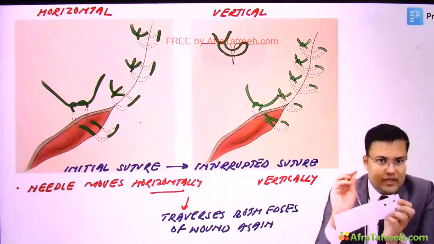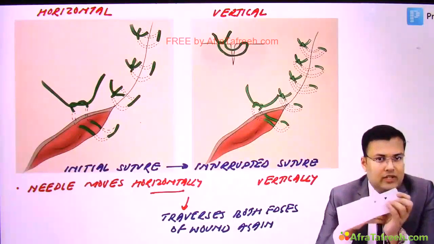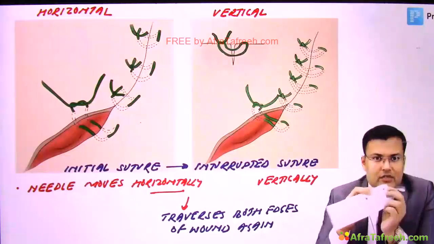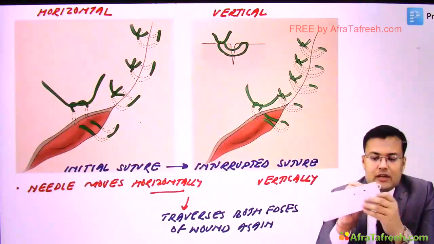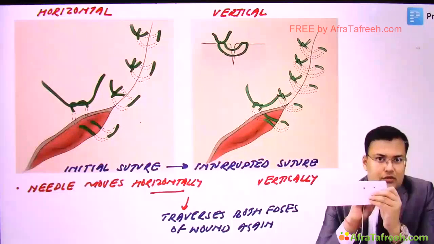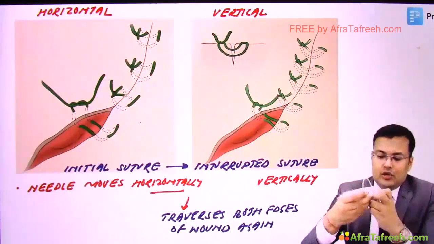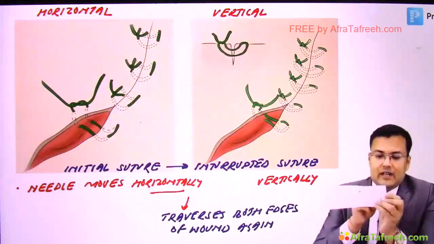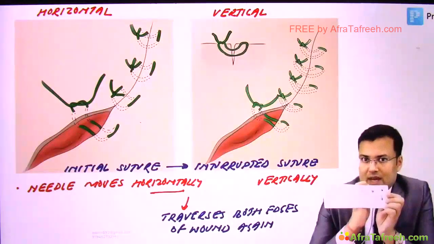Now see how we take horizontal mattress. Can you see the needle pierces both edges of the wound, just like an interrupted suture. Now the needle moves horizontally, and if I tie the knot, this is horizontal mattress. And if the needle moves vertically, then this is vertical mattress.